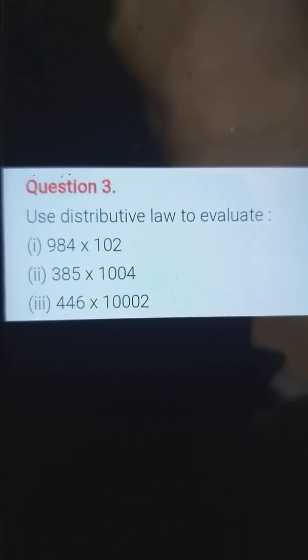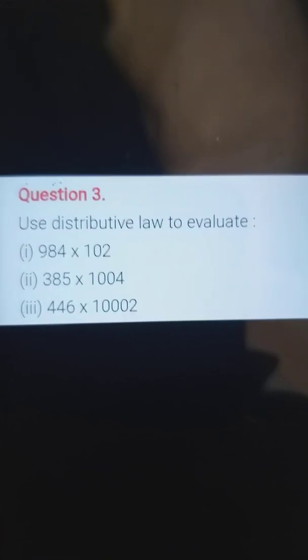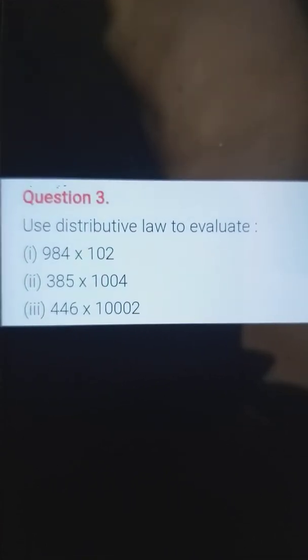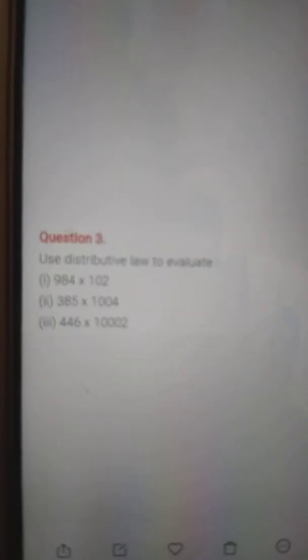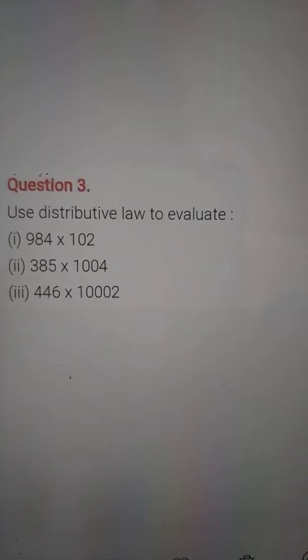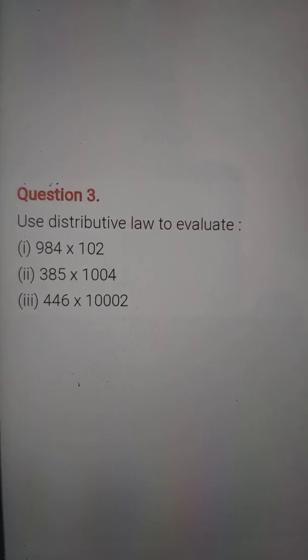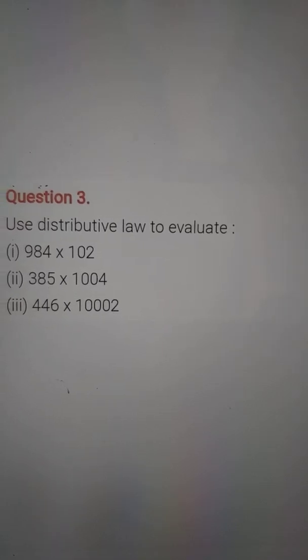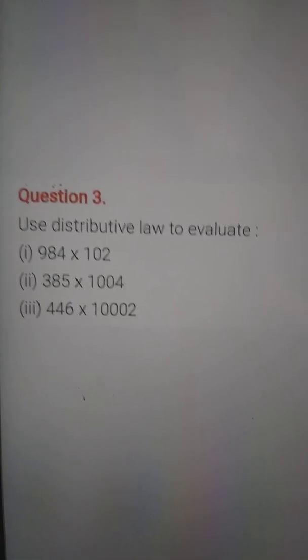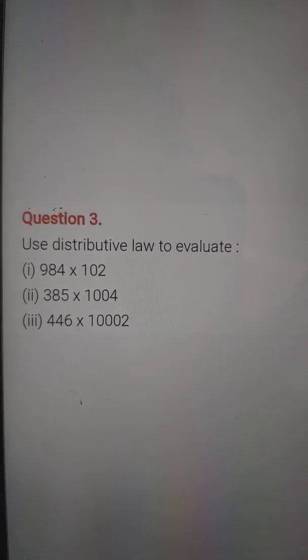Today we'll start with question number 3 of exercise 5D. In this, we have already finished with question number 1 and 2. We'll start further. So this is the first question. Use distributive law to evaluate. First is 984 multiplied by 102. We have to use the distributive law and then solve it. First 984 and then 102.